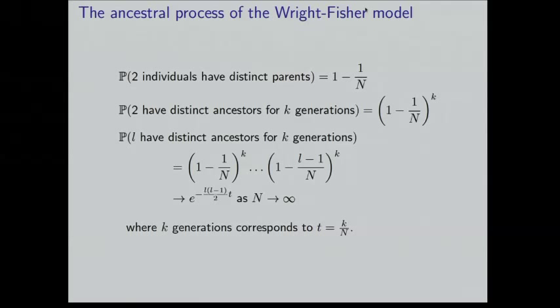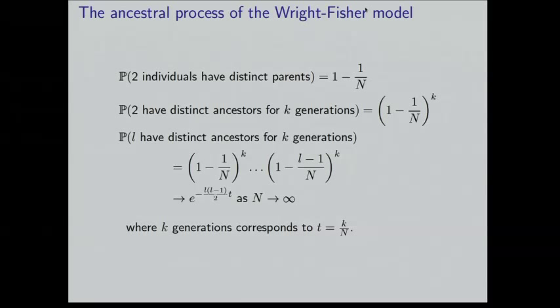Once you go back one generation, they're still distinct, so you can repeat the process for k generations because it's the same thing. You iterate. So the probability that two individuals have distinct ancestors for k generations is just (1 minus 1 over n) to the power of k. So that's two individuals having distinct ancestors.